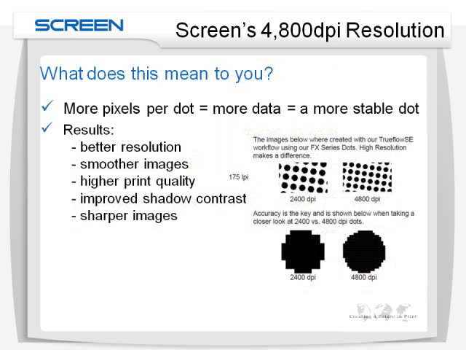Simply, more pixels per dot is more data, which gives us a more stable dot. And the results are better resolution, smoother images, higher print quality, improved shadow contrast, sharper images. Here's a 175 LPI screen ruling, a photograph of a 2400 dpi dot versus a 4800 dpi dot. You can visually see that it's a much sharper dot. Also, the way that the pixels are actually created and imaged explains the accuracy with which we're imaging.